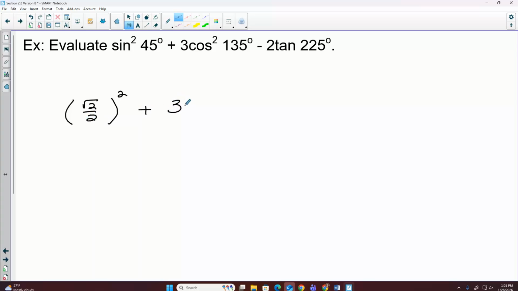Plus 3 times the cosine of 135 degrees squared. What quadrant is 135 in? Reference angle, so we subtract from 180. 180 minus 135 is 45. In quadrant 2, is cosine positive or negative? Negative. Cosine of 45 degrees?